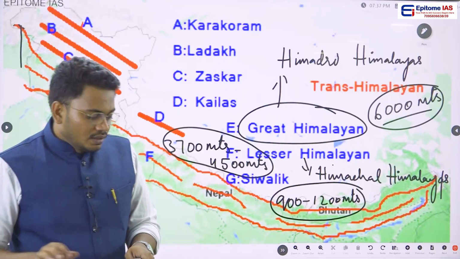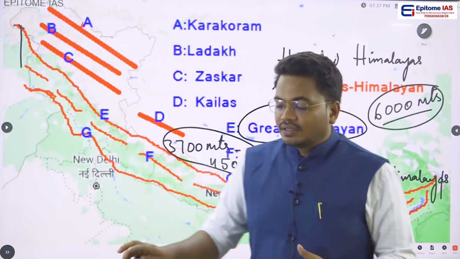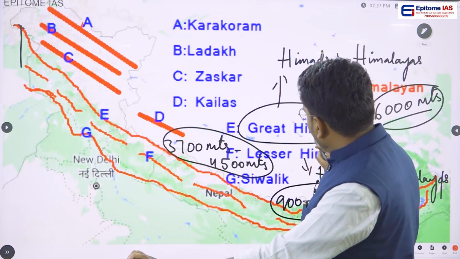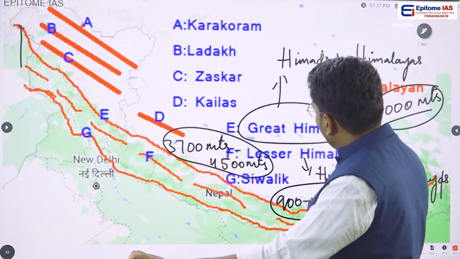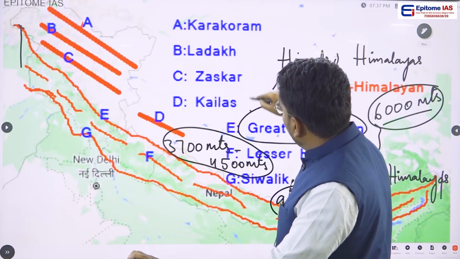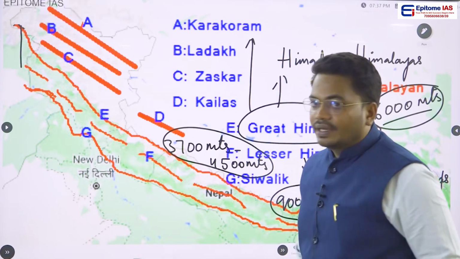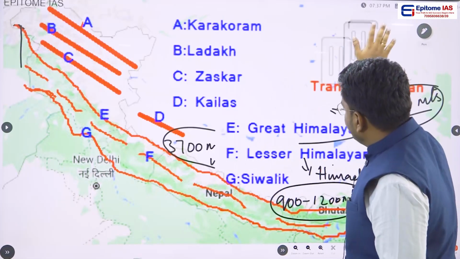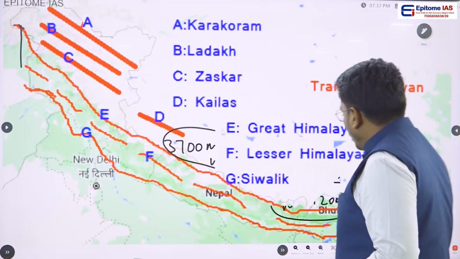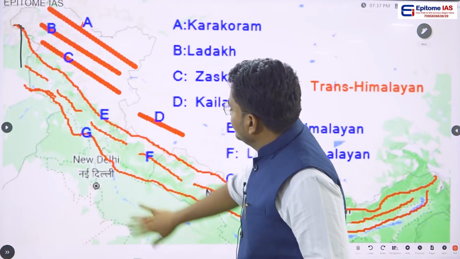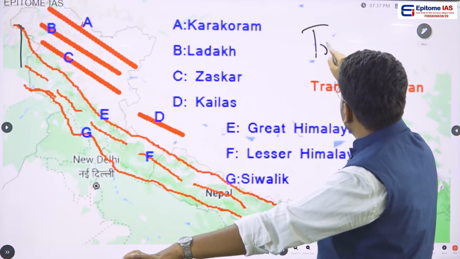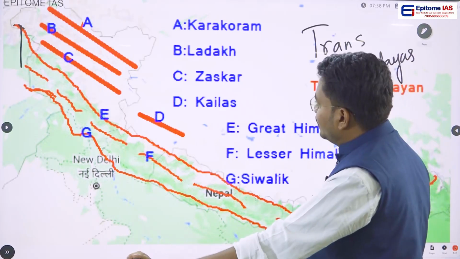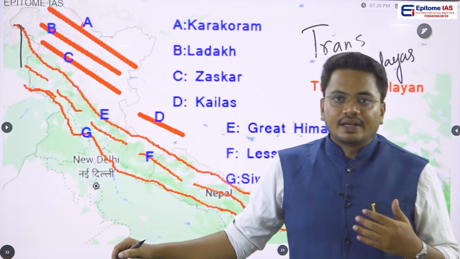Now, if you see these Himalayan mountains, not only these three parallel ranges, to the northern side of these three parallel ranges, we have another set of mountain ranges, right? The other set of mountain ranges which are present to the north of these parallel ranges, we call them the trans Himalayas, right? Even in this trans Himalayas, we have certain divisions.